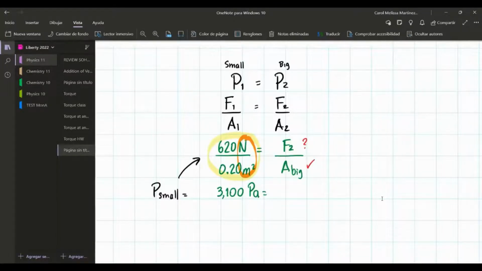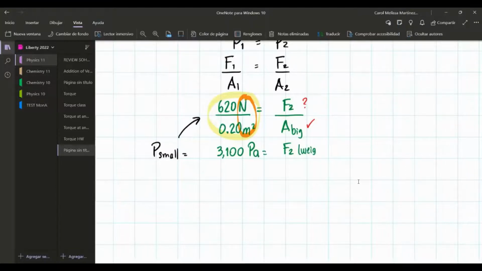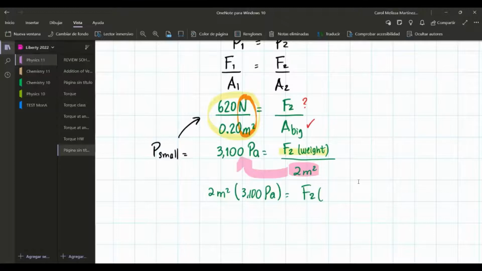So I will isolate for the force because I know the area. Force 2, the force is going to be the weight that is going to lift the weight of the bigger object and the bigger area, that is 2 square meters. So if I want to isolate this, I need to send my 2 meters to the other side to multiply. So this gives you how much?